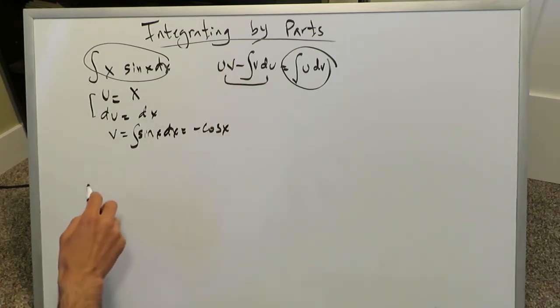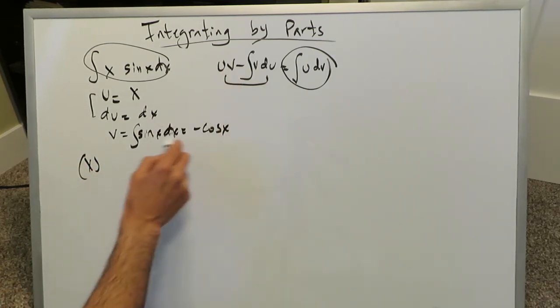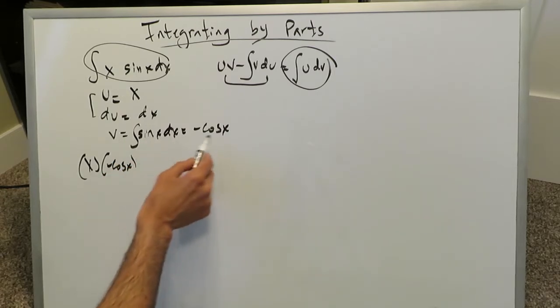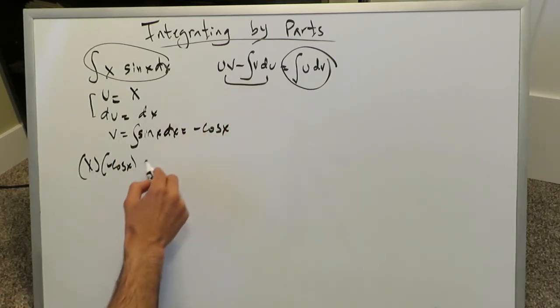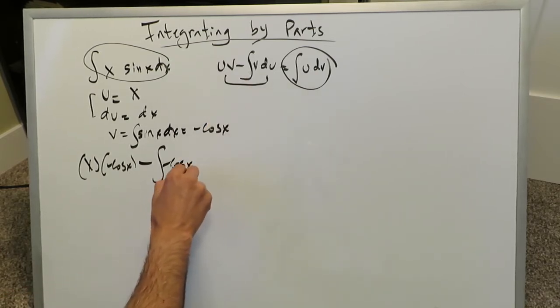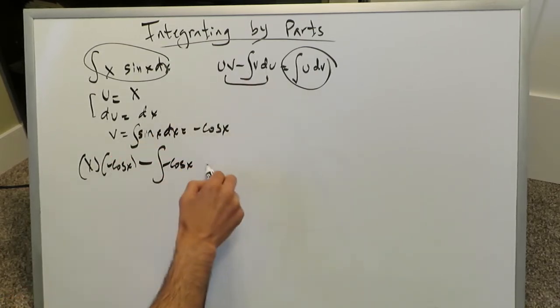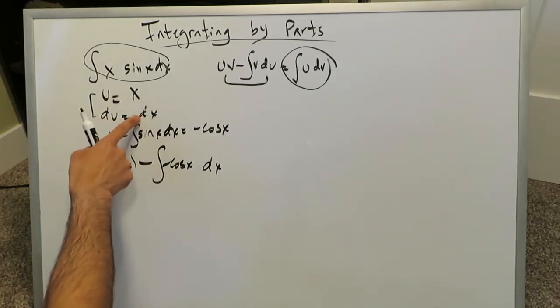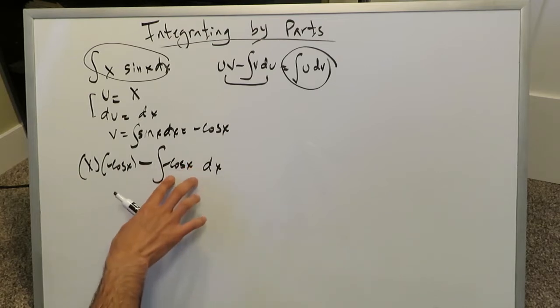We have a uv. U is an x, v is this minus cosine x, the calculation of this v integral, minus cosine x, then you have a minus sign, then you have an integral sign, v is minus cosine x, and then du was just dx. See, we made a good smart substitution. Du was simply just a dx, and we have a very easy integral.